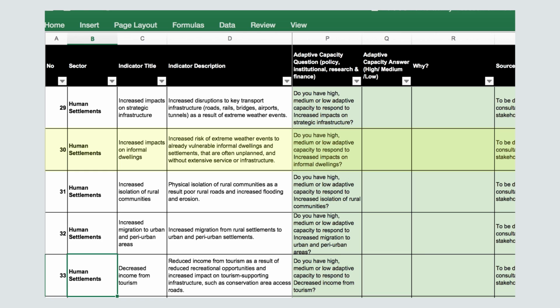You'll remember that the indicator description states that already vulnerable dwellings and settlements that are often unplanned and without extensive service or infrastructure are vulnerable to climate change impacts. The adaptive capacity question in column P reads, do you have high, medium, or low adaptive capacity to respond to increased impacts on informal dwellings? To assess adaptive capacity, you need to consider the following combination of criteria.